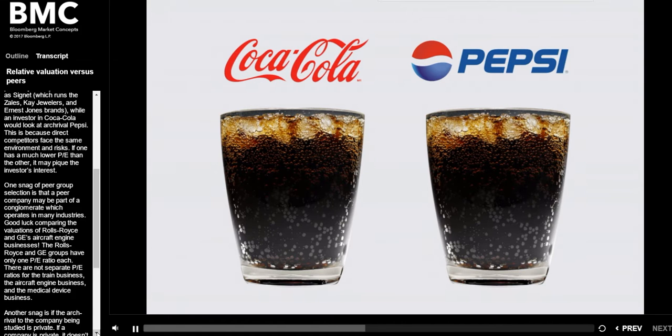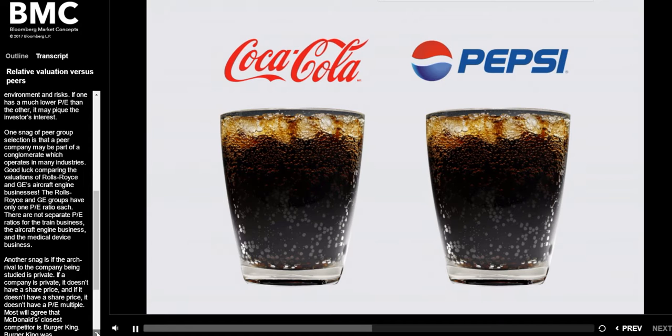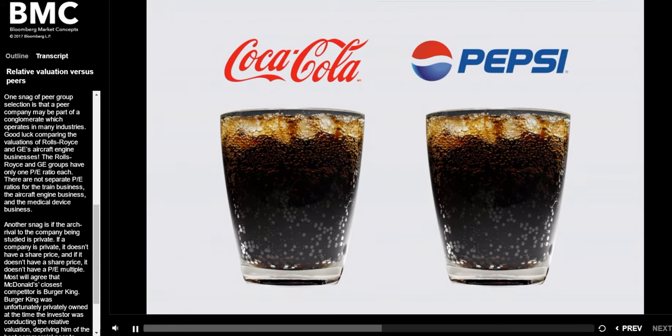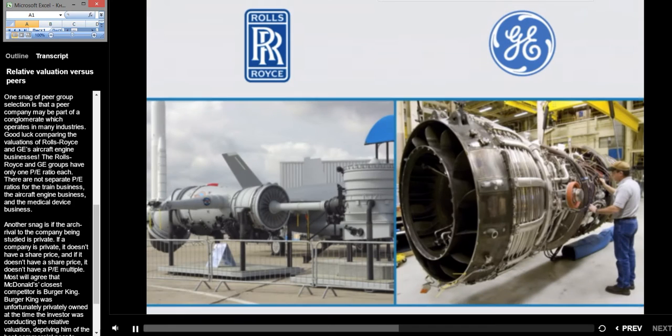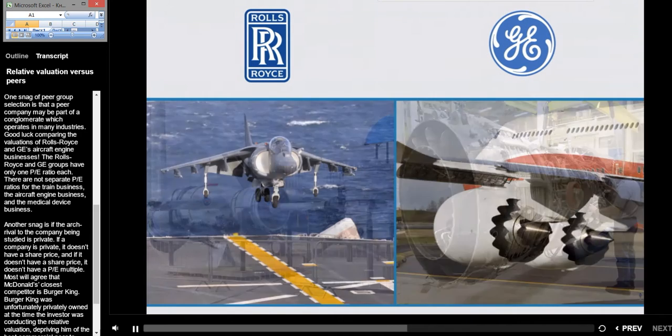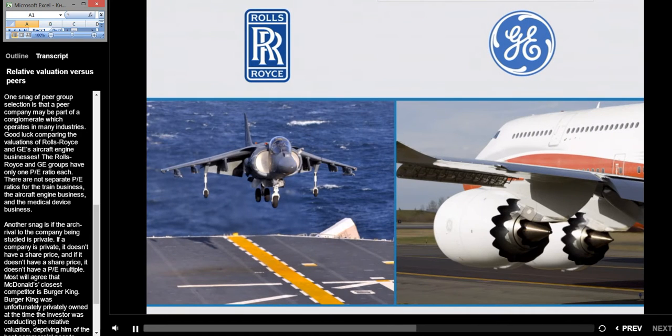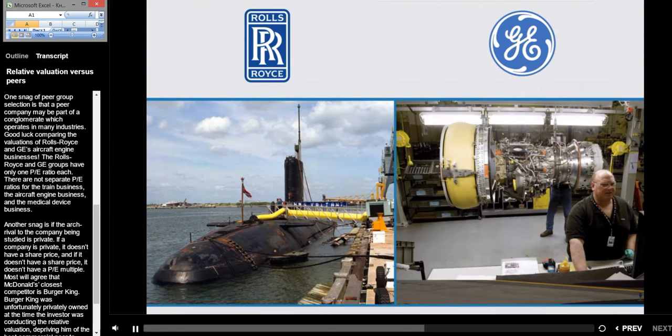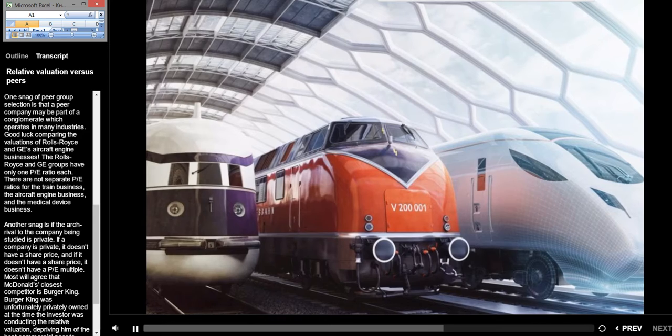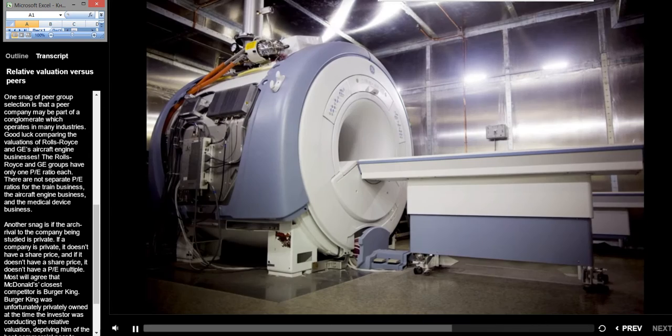One snag of peer group selection is that a peer company may be part of a conglomerate which operates in many industries. Good luck comparing the valuations of Rolls-Royce and GE's aircraft engine businesses. The Rolls-Royce and GE groups have only one PE ratio each. There are not separate PE ratios for the train business, the aircraft engine business, and the medical device business.